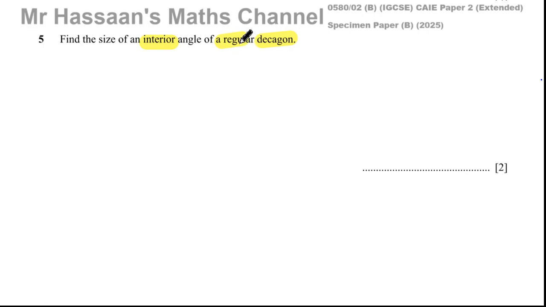Also, the regular part means that the decagon's sides are all the same length and all its angles are equal. A regular polygon is one where all the sides are the same in length and all the angles are the same in size. A regular polygon in terms of triangles would be an equilateral triangle. A regular polygon in terms of quadrilaterals would be a square.